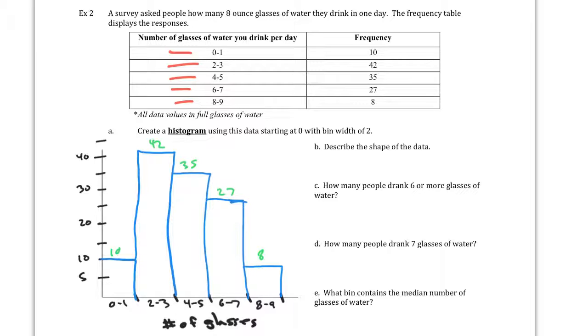All right, so in order to answer this first question here, describe the shape of the data, we actually need to grab something from the previous page. So I'm going to input this here.